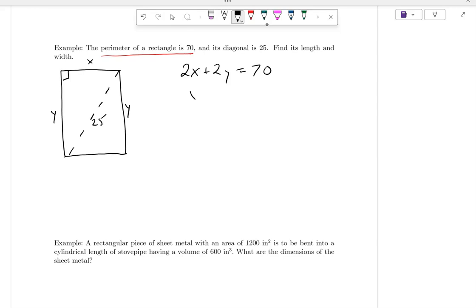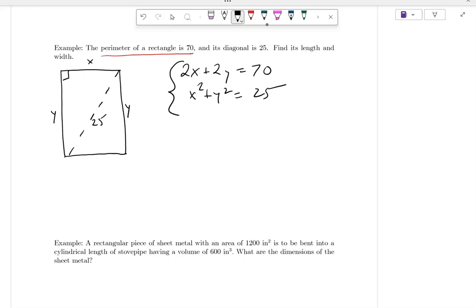X squared plus y squared equals 25, good. So there's our system that we're trying to solve. All right. There's the system we're trying to solve. Looking at the way the system is set up, do you want to attack this using substitution, or do you want to attack it using elimination?